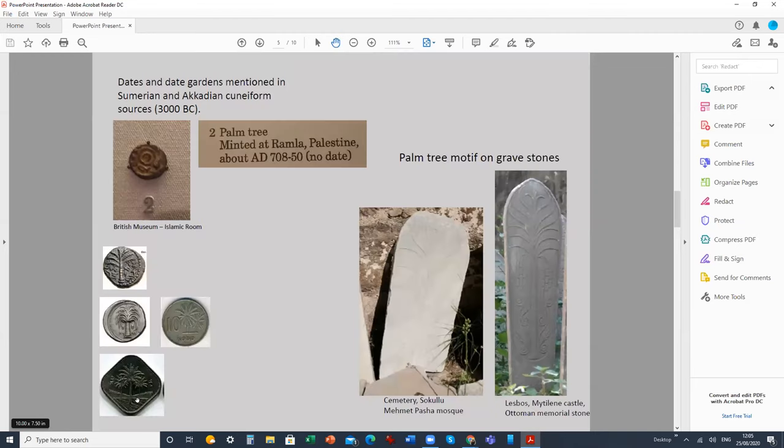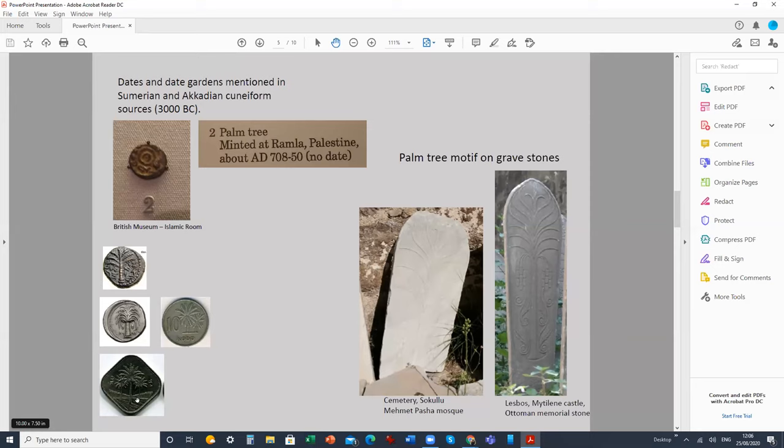So this is another association that we have in our culture. This one has been taken from Mehmet Pasha Mosque, and I think both of them are from Turkey. The motif of the palm on gravestones. It is believed that because the date palm is such a majestic tree, if you have the palm tree, you will reach a very high level of rest or paradise. It's simply a signification for the dead, just another association that we have with the date palm.